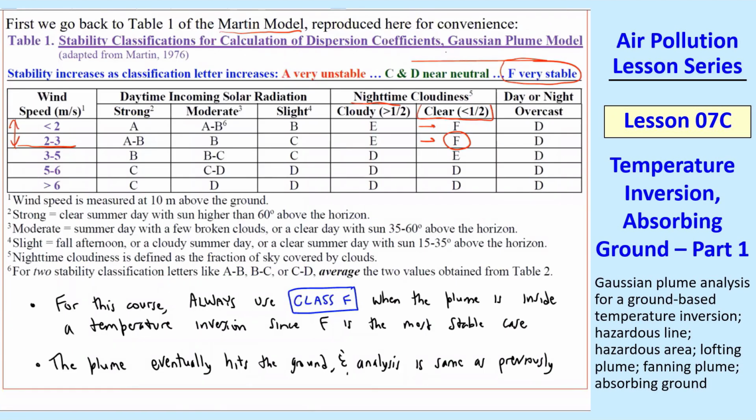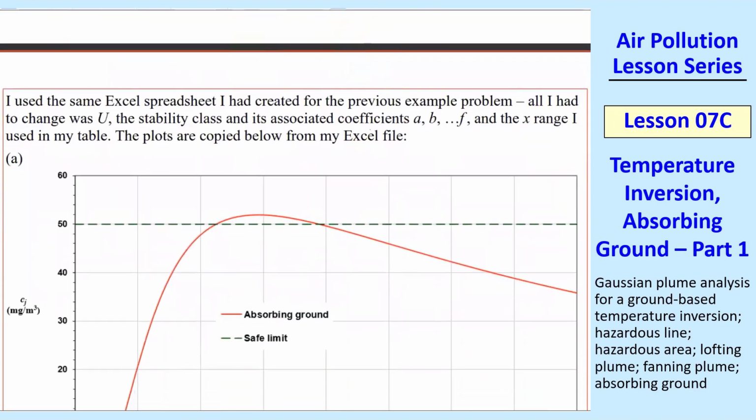I make a statement for this course, and this is important if you're doing any homework, quizzes, final exam. Always use class F, the most stable case, when the plume is inside a temperature inversion, since F is the most stable Martin case that we have classification. The plume does eventually hit the ground, and so the analysis is the same as previously to plot the hazardous area just like we did before. So you don't have to really change anything except those coefficients A, B, C, D, and F for class F.